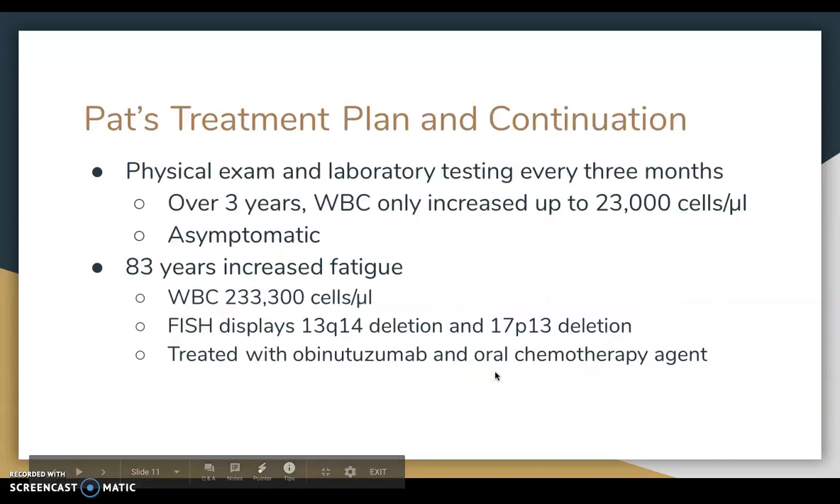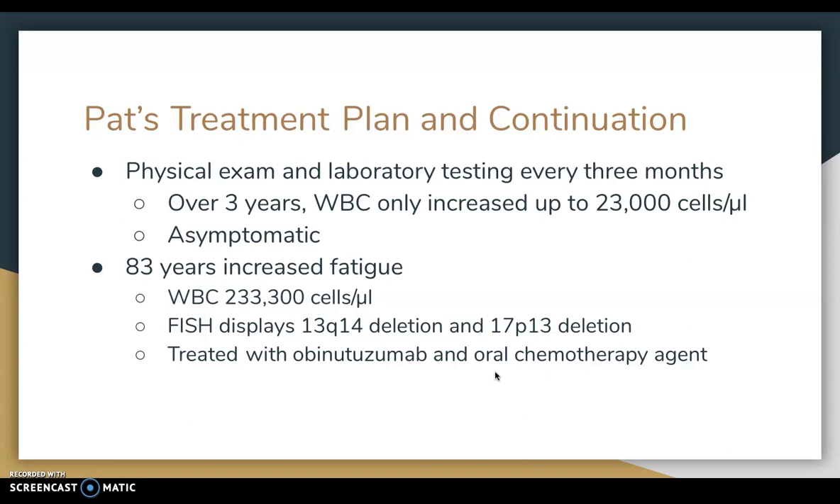So Pat remained asymptomatic and without any low blood counts of her red blood cells and platelets for the next 17 years, actually. Along with this, though, her white blood cells were still slowly rising. And at 83 years old, she felt very fatigued and was just having difficulty doing her daily activities.